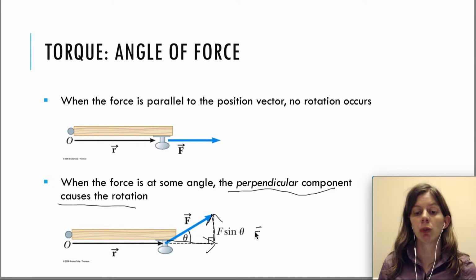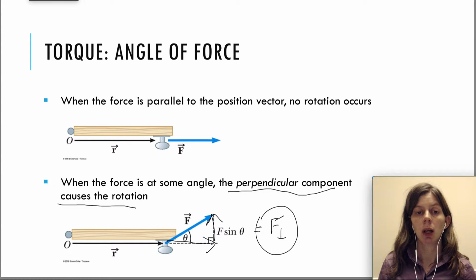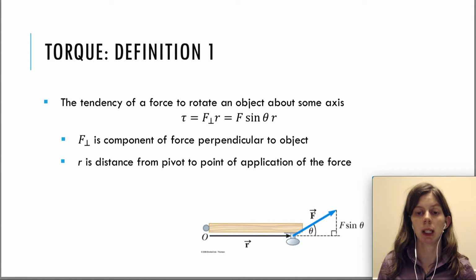But I just prefer to write it as F perpendicular, because you never know which angle that you're going to be given. So when our force is diagonal, we must find the component of that force that is perpendicular to the object being rotated, because that's the only part of the force that causes the rotation. So now we can look at the definition of torque, the first definition, and then we'll do one example using this definition. So torque is a tendency of a force to rotate an object about some axis.